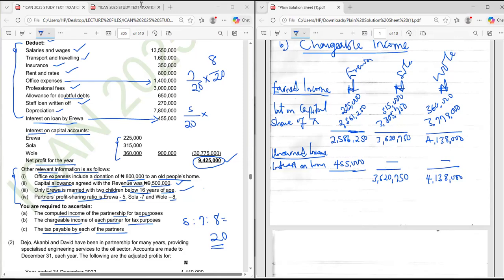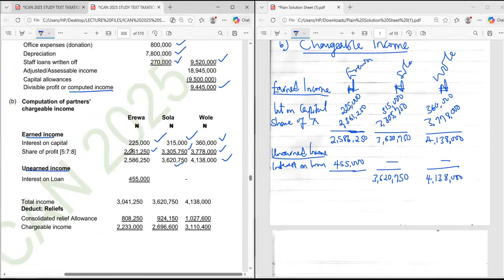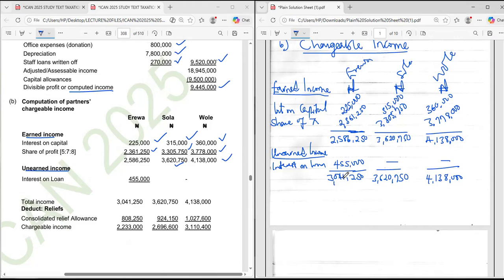Okay. 3 million 41, 041,250. So all figures correct. So these are total income. So you now understand what I was trying to say, Abby, that any transaction with the partner will be treated as an expense or income in your partnership account. But when you are treating your chargeable income, you are still going to bring them here because it's a transaction with the partner. You get.